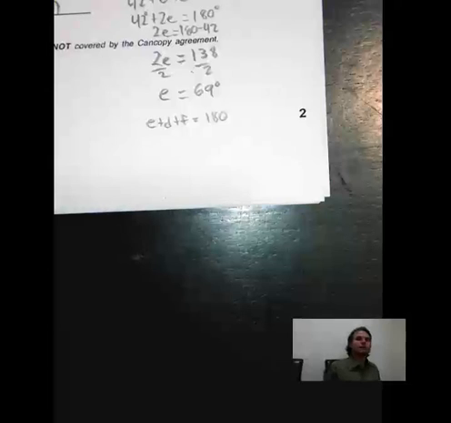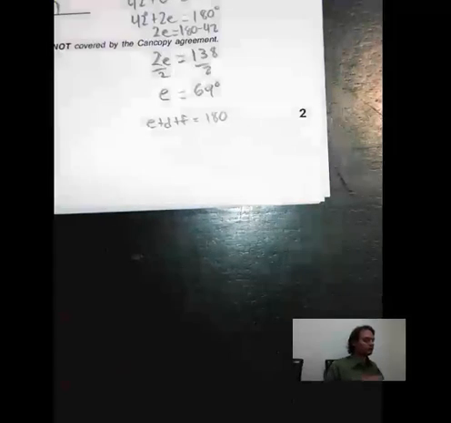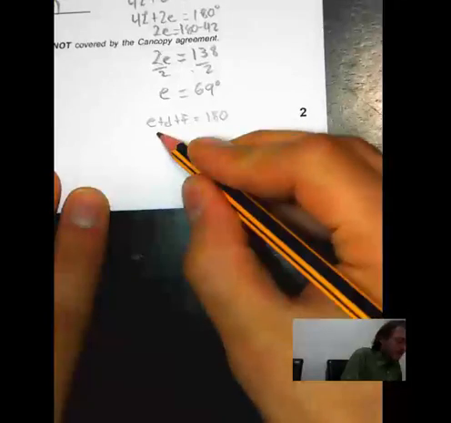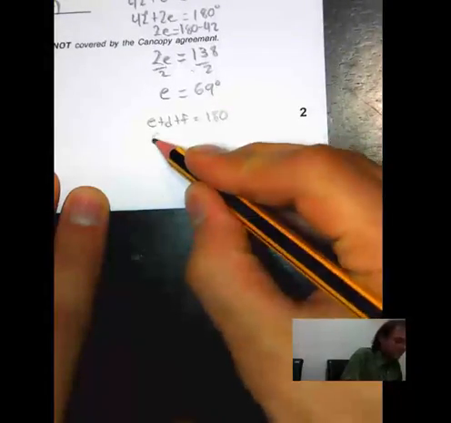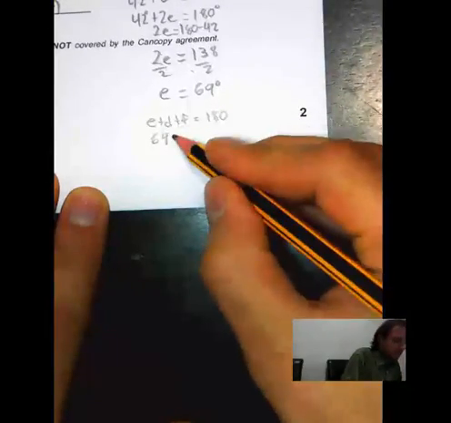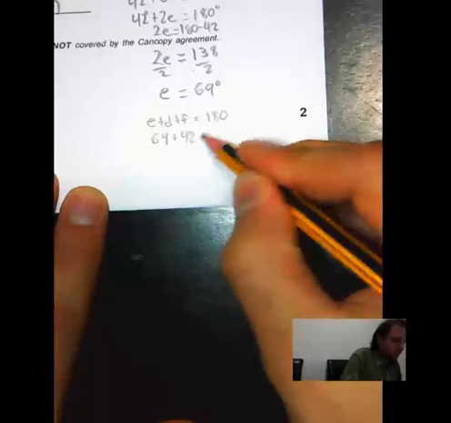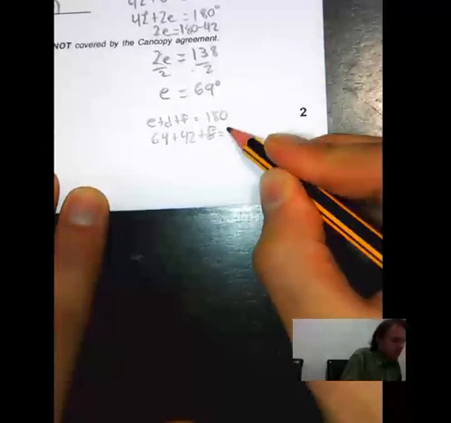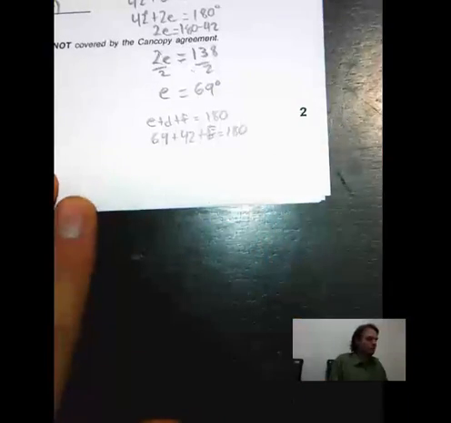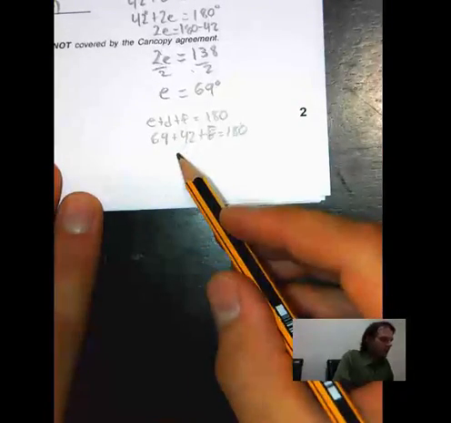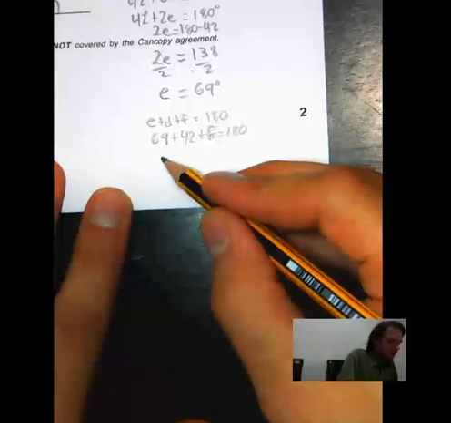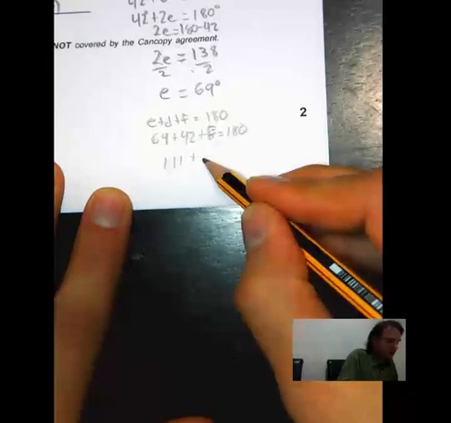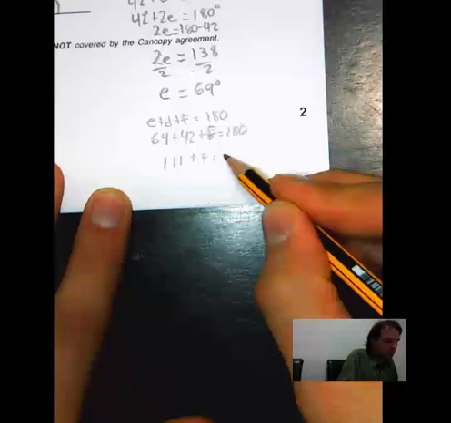Alright? So E plus D plus F is equal to 180. Now we know E and D. E is 69 and D is 42, plus F is equal to 180. So now we're going to add these together, and I'm going to get 111 plus F is equal to 180.